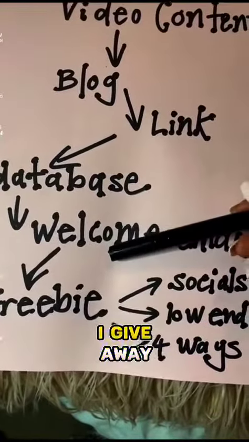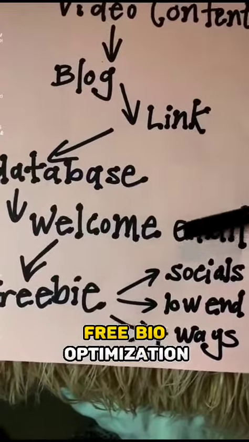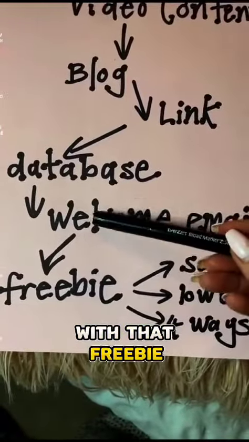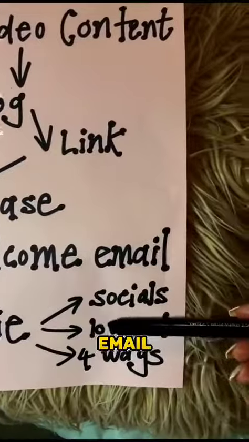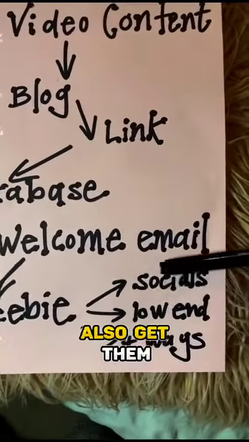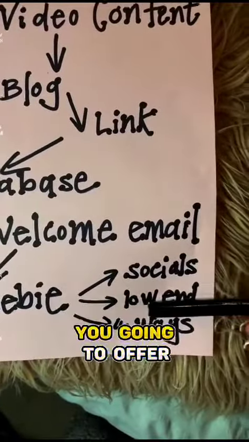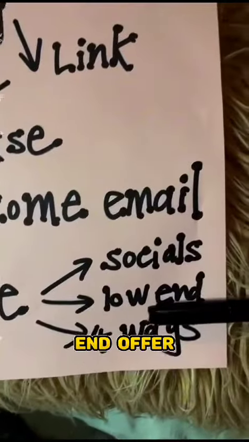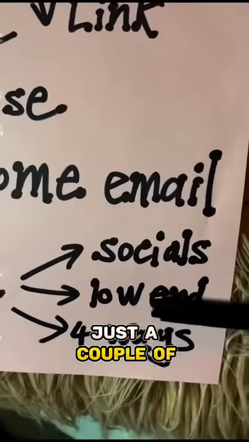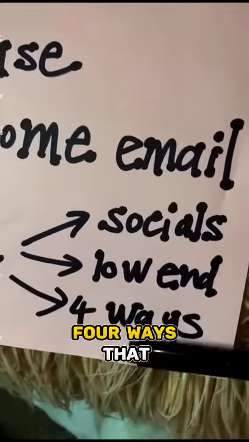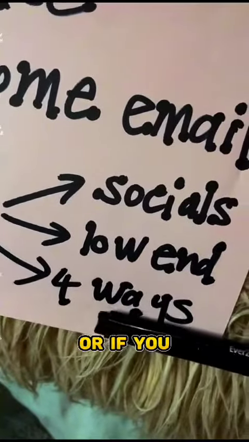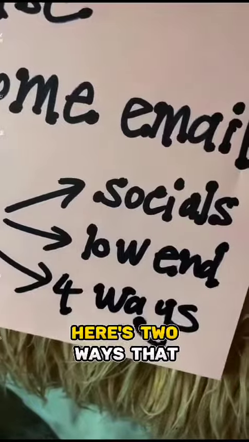For example, I give away a free bio optimization. With that freebie, that's in return for the email address. And of course, then in that email, you're going to also get them to follow you on social media. You're going to offer them a low-end offer, something like just a couple of dollars or $10, $20. And maybe you might suggest 4 ways that you can work together. Or if you don't have that, it might be, here's 2 ways that we can work together.